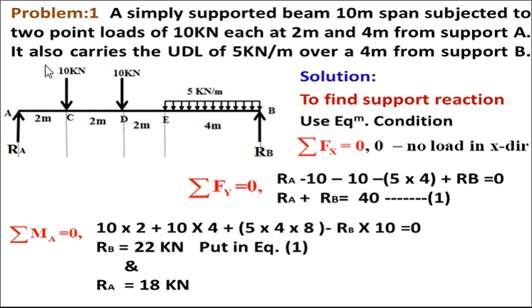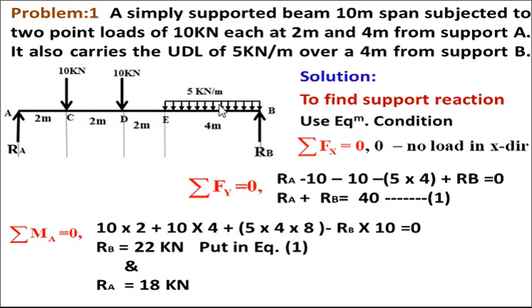For simplicity, I will take clockwise as positive. Means about point A, this 10 is rotating clockwise. UDL rotating clockwise. And RB rotating anti-clockwise, so I will take it as negative. Take moment about A: 10 into 2 positive, 10 into 4 positive.